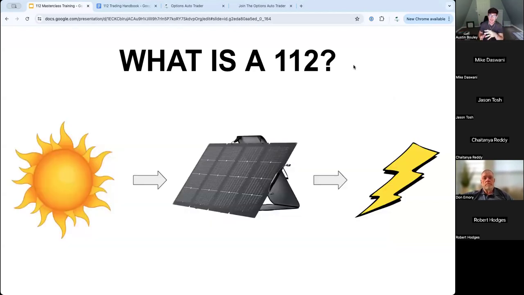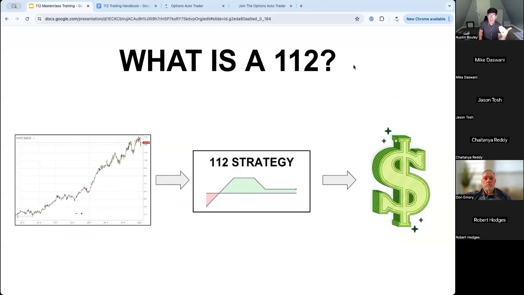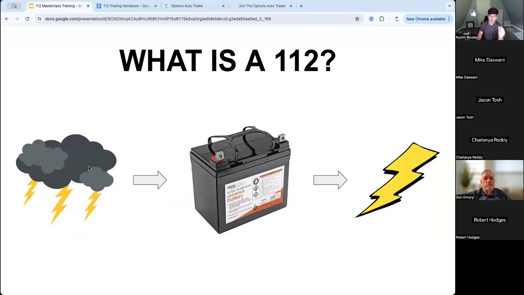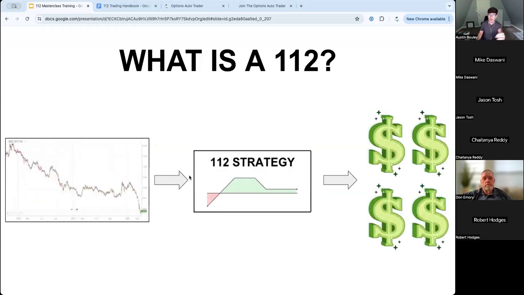So again, let me explain this in one other way. We have the sun, which gives the solar panel energy. It's the same thing with a 112. In a good uptrending market, you put a 112 on that and it produces good income. But not only that, that income also transfers into hedges, which, if we have a stormy day or a storm for a week, the battery can be used to still give us energy. That's the same way it works here. When we're in a downtrend, if we trade these 112s correctly, they can pay out 4 times the amount of money they would normally pay out if we structure it correctly.